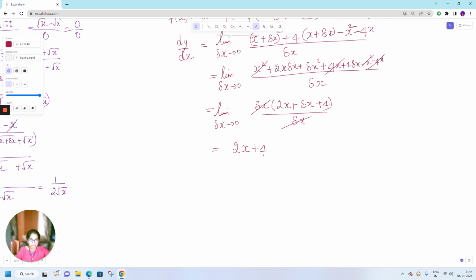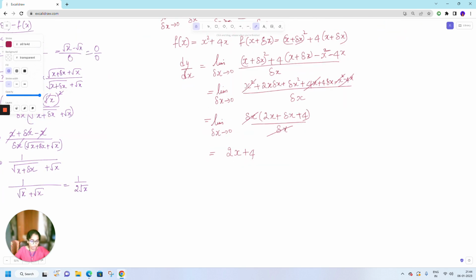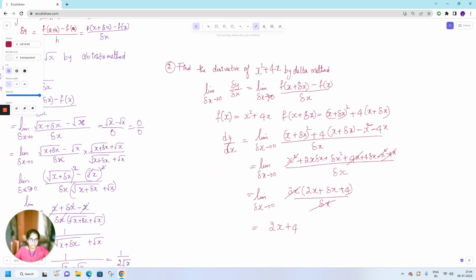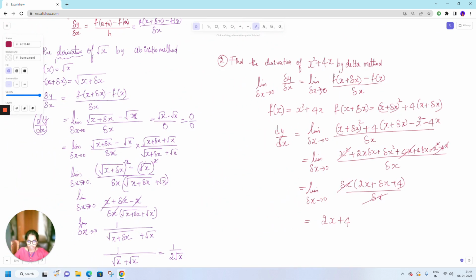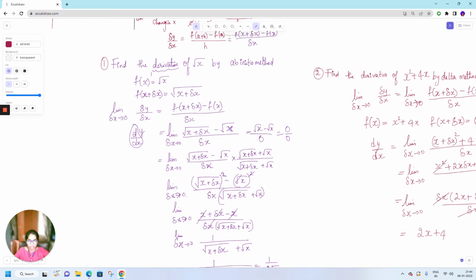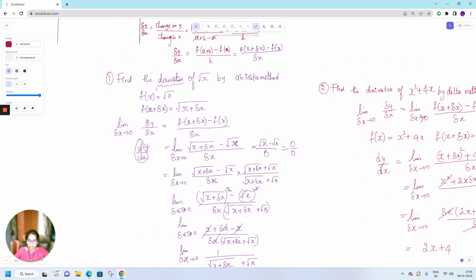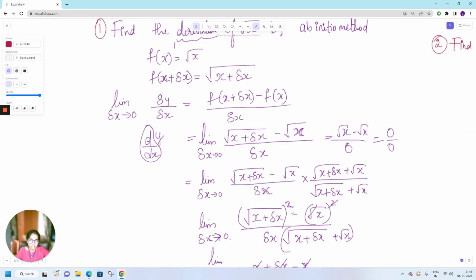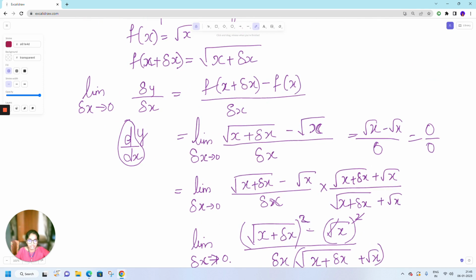So what did we study in this lecture? We studied how to find the derivative using what we call the delta method, ab initio method, or first principle method. What is the first step? Write down the formula. What is the formula? Limit del x tending to 0, del y by del x is equal to limit del x tending to 0. Even in the LHS, I would have to write limit del x tending to 0.